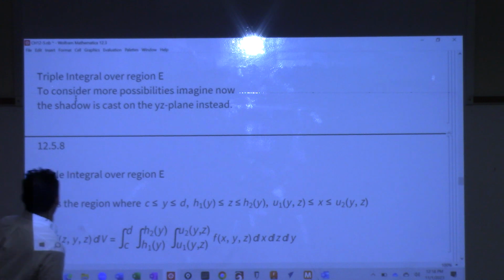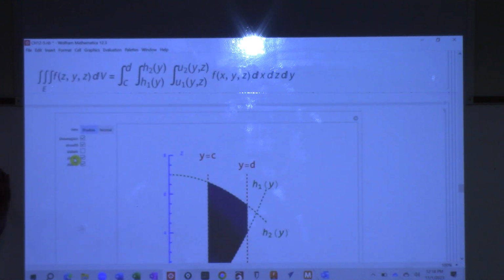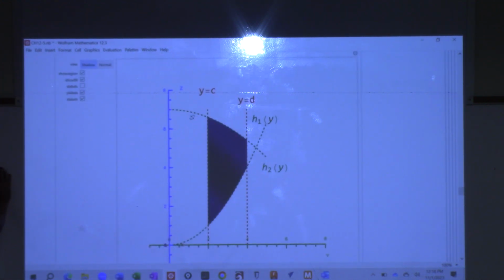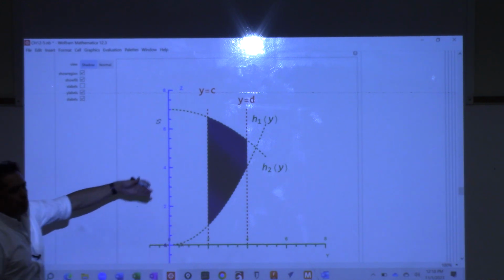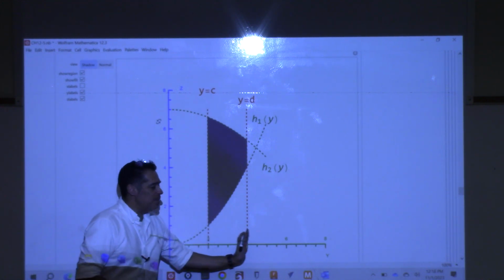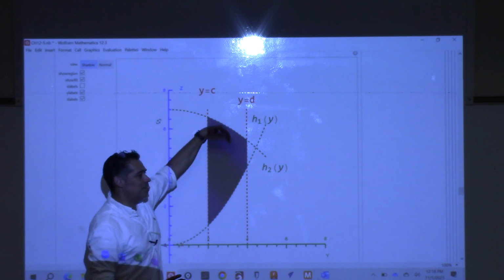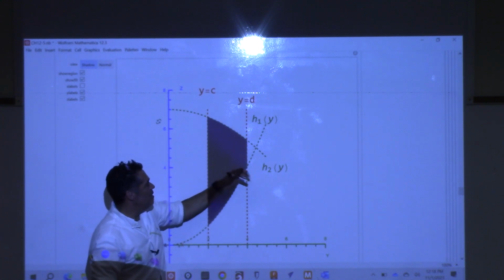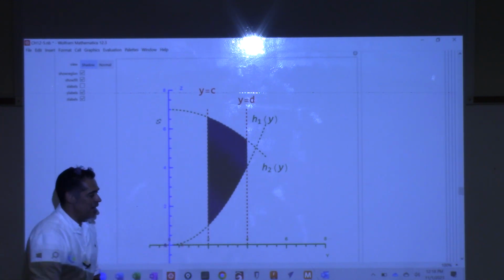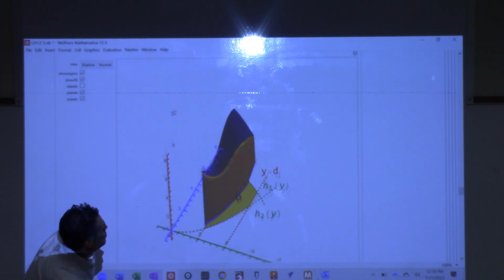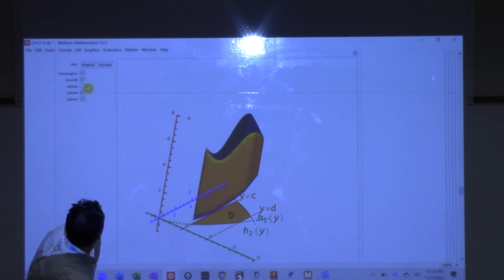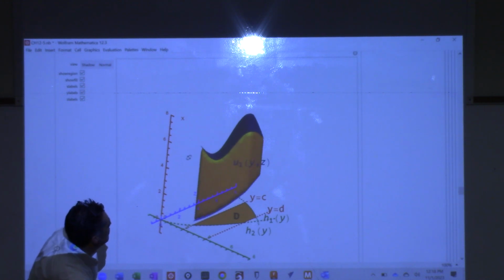So this is basically me saying all that. I'm saying, look, what if your shadow is not on the ground? Look at the ground, the ground is now the y-z plane. So you're looking at y, z. Your shadow over here is a type 1. So your y's between two constants, your z's between two functions of y, and now your x is between two surfaces, right? Your x is between two surfaces.